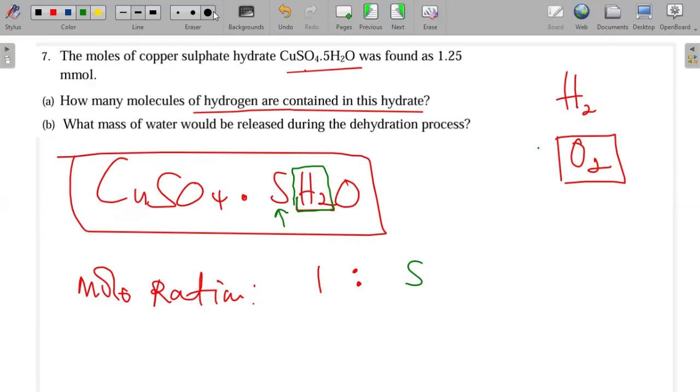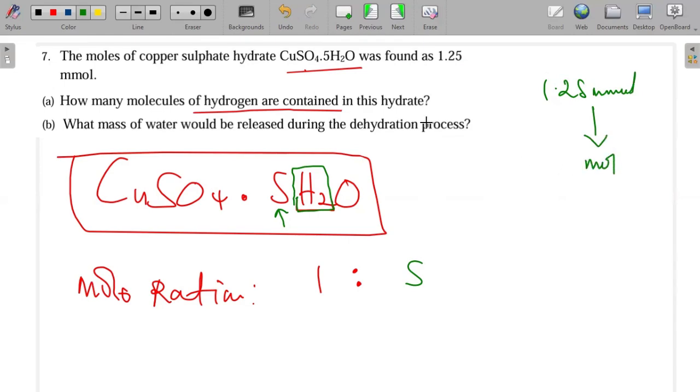So now in this question, we've been given that the moles of this whole thing is 1.25 millimoles. The best thing here is first to change the millimoles to moles. So we just use the metric system. What is milli? We know that milli is 10 to the power minus 3. So I change this 1.25 millimoles to moles to be 1.25 times, where the milli is replaced with the value from the metric system, moles.